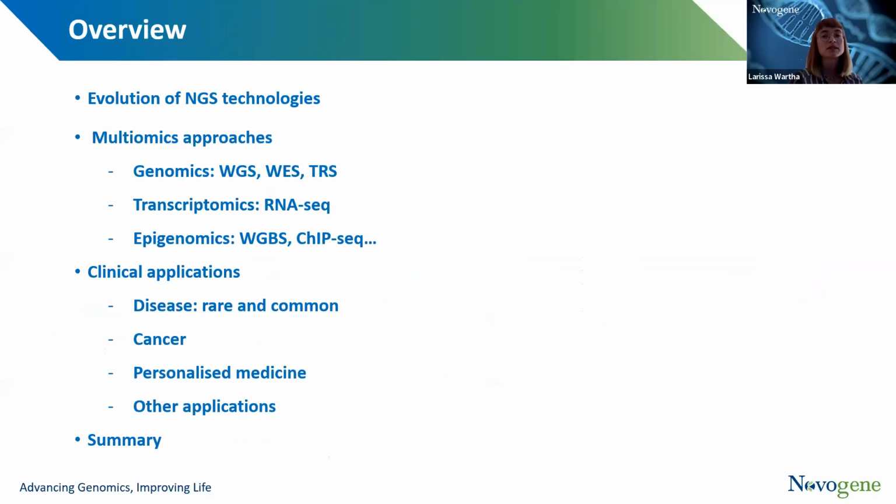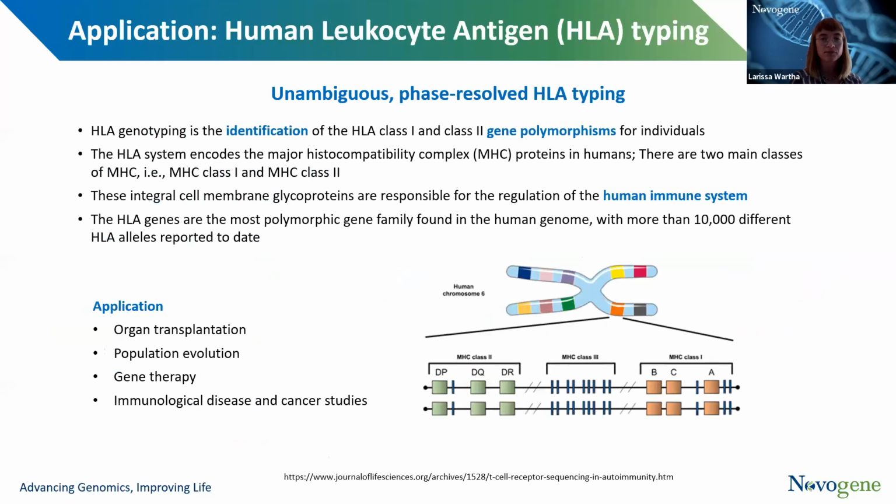So finally, I'll introduce to you some other relevant applications. The first application I want to introduce is HLA genotyping, which is the identification of HLA class 1 and 2 gene polymorphisms for individuals. The HLA system encodes the major histocompatibility complex proteins in humans, which is responsible for the regulation of the immune system. It consists of mainly two classes, whereas class 3 proteins are located between class 1 and 2, and they're not thought to be involved in antigen processing and presentation.